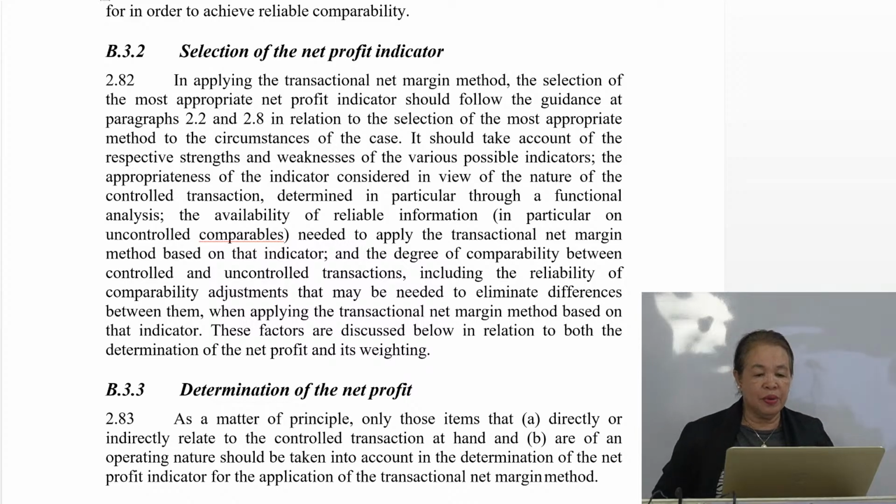The availability of reliable information, in particular on uncontrolled comparables, needed to apply the transactional net margin method based on that indicator, and the degree of comparability between controlled and uncontrolled transactions, including the reliability of comparability adjustments that may be needed to eliminate differences between them. So when applying the transactional net margin method based on that indicator, these factors are discussed below in relation to both the determination of the net profit and its weighting.